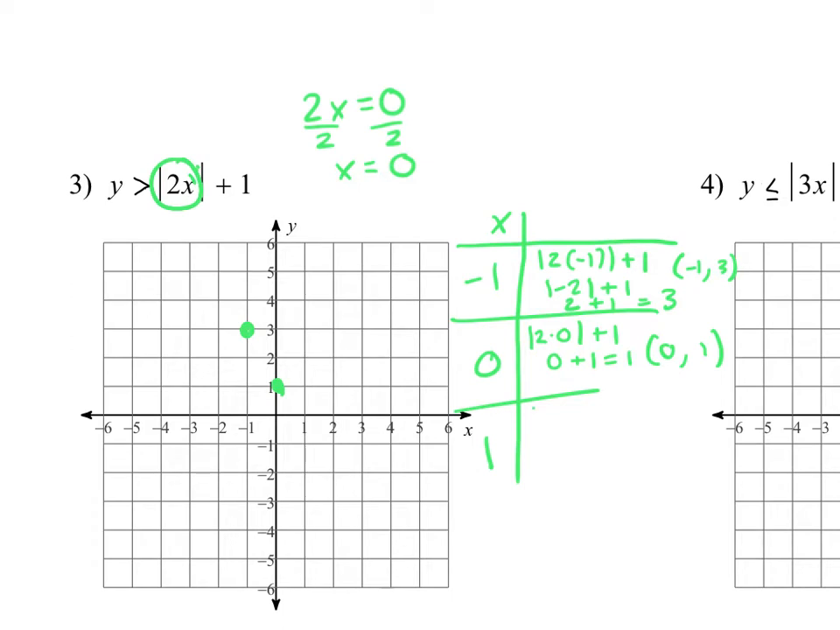Next we plug in 1, so we have the absolute value of 2 times 1 plus 1. The absolute value of 2 times 1 is 2. 2 plus 1 is 3. So we plugged in 1, so our x is 1, our y is 3. So we go to the right 1 and up 3. We look at our sign here to tell us whether it's going to be solid or dotted. And since it's just a greater than sign, we have a dotted line through here.